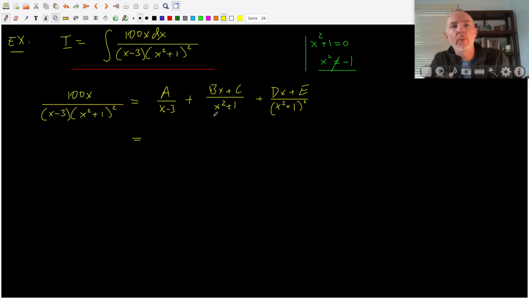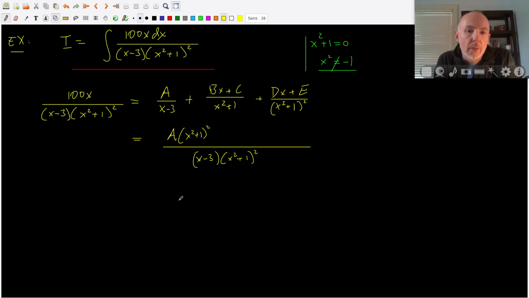The first step with all of these is always to put them over the common denominator again. The way I think about it is to look at the term we've got. For example, look at this term. What's it missing? If I want the common denominator to be x minus 3 times this thing squared, then this is missing a factor of that squared on the bottom. So I multiply by x squared plus 1 all squared, top and bottom, and I pick up that term.